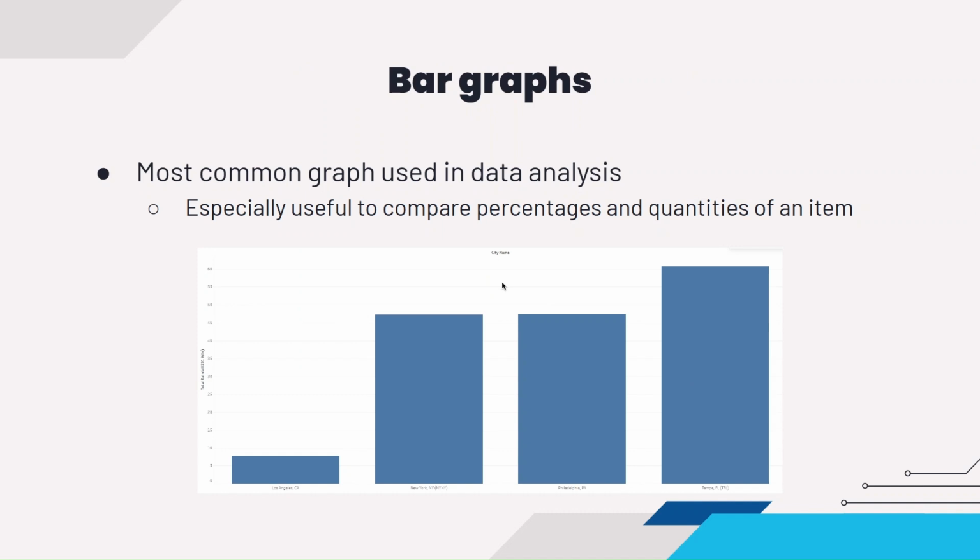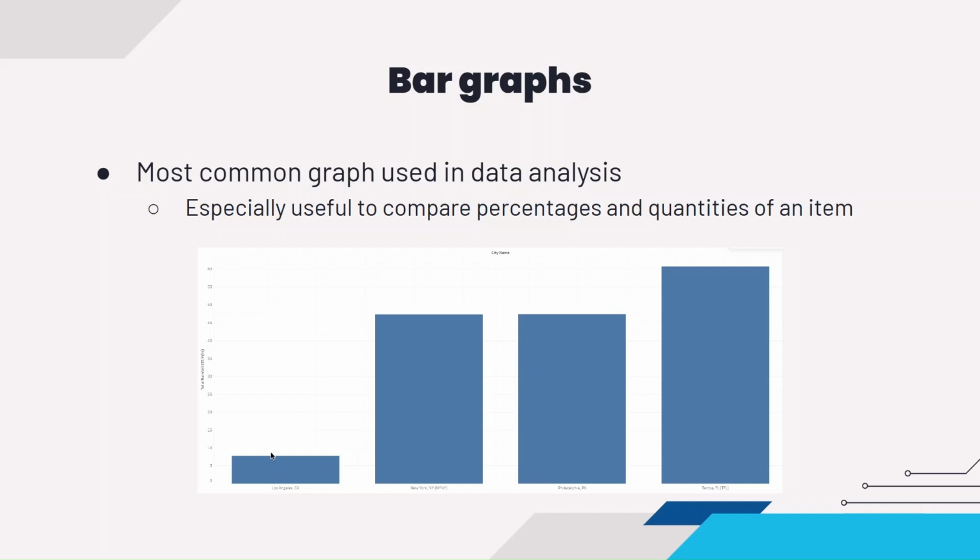Now, let's move on to some common graphs that are used in data science. One of the most common graphs used in data analysis is a bar graph, and this can be really useful if you want to compare percentages or quantities of an item, let's say. In this example, I have various cities on this graph: Los Angeles, New York, Philadelphia, and Tampa. And on the y axis, I have total rainfall in inches in 2019 for each of those cities. As you can see, this is very useful to compare different cities.